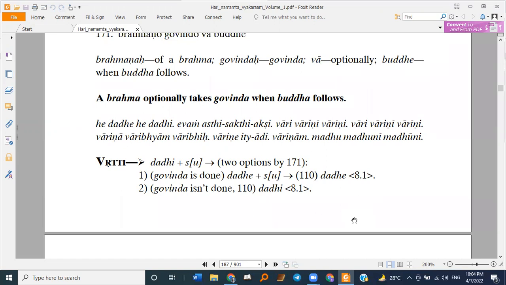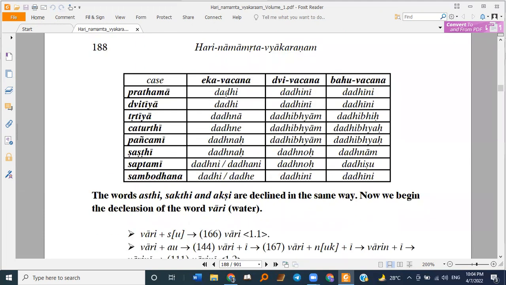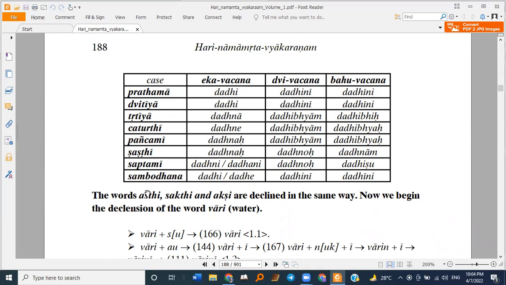So anyhow, Dadhe Dadhe, Dadhini and Dadhini. So that was the Dadhi Shabda. Dadhi Dadhini, Dadhini, Ityadi. The words Asthi, Sakthi and Akshi are declined in the same way. So if you want to decline any of these words, you can decline or at least make the same table. So yes, you can choose Akshi. Do it for Akshi, and also remember to insert that Rasharidebhya Sutra, that will be also included. Yes, please do for Akshi Shabda.